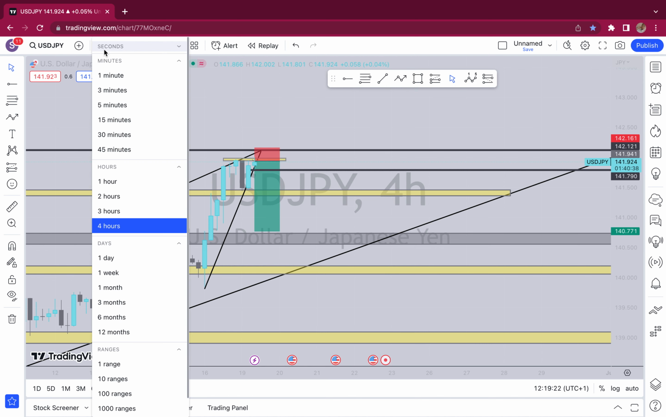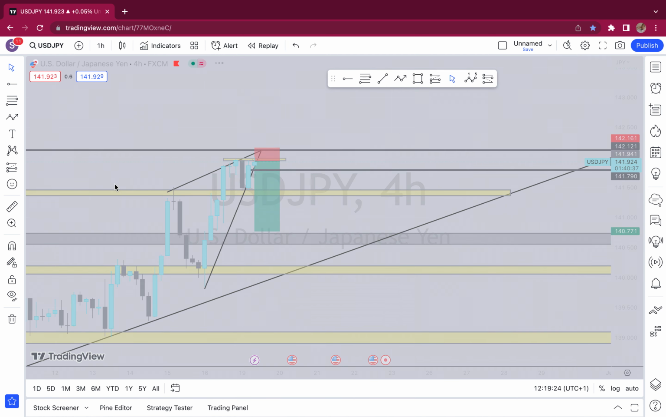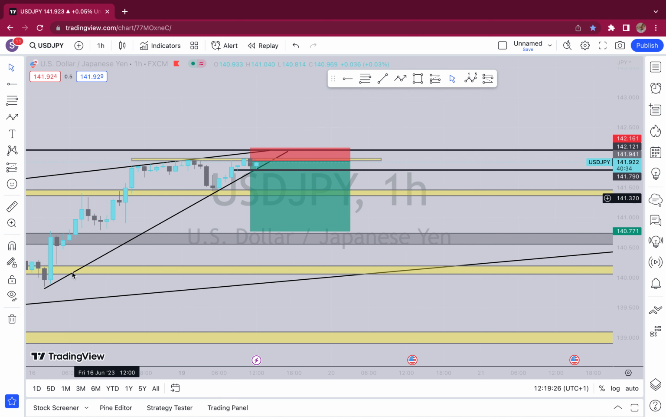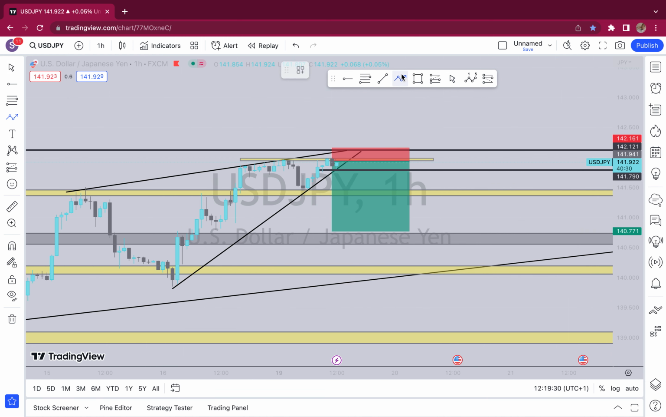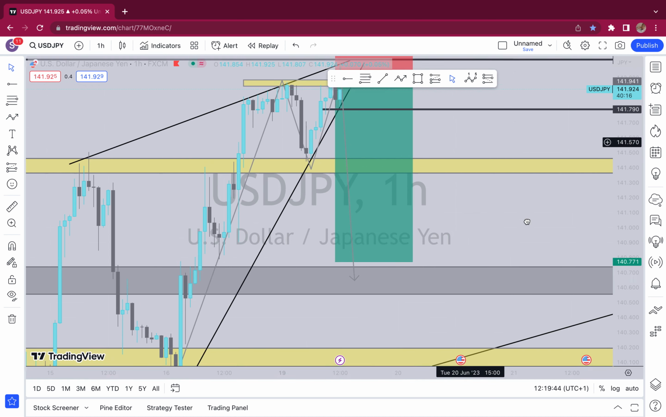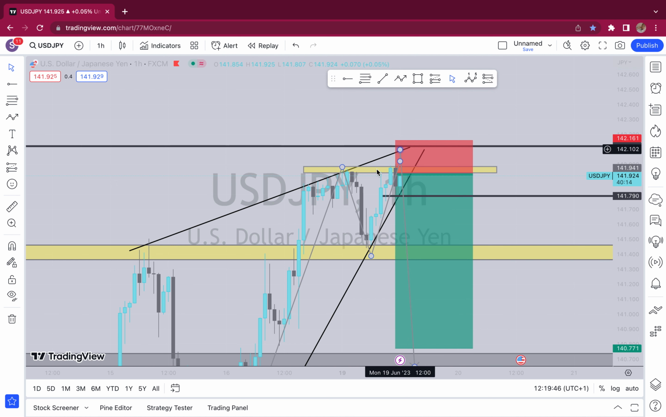So I had to scale down to the 1 hour so I can see the structure. Here you see the main structure of the market. Market came up, retraced, came back. Now I'm waiting for it to either come touch this trend line and drop. That's my bias right now. Waiting for it to come touch this trend line.